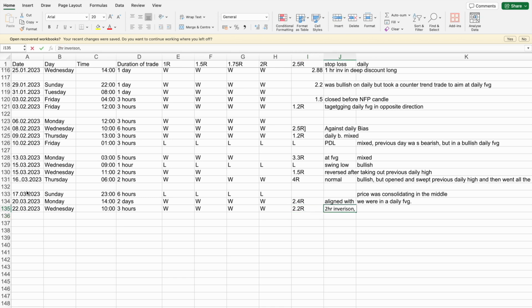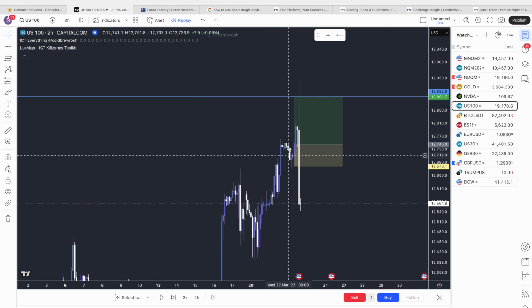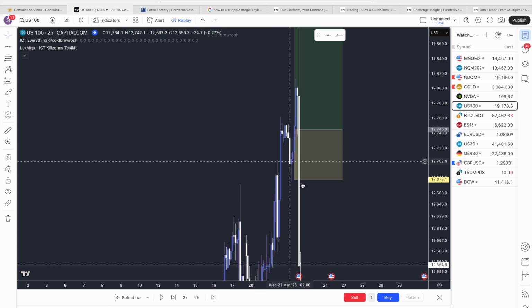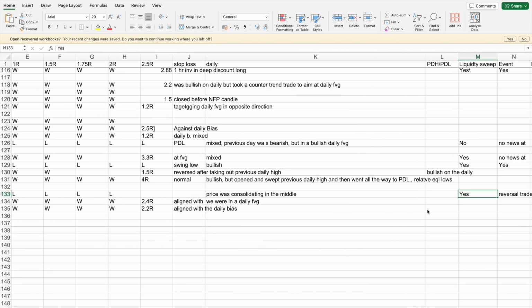2-hour inversion. Sorry. This is the same with this. I don't even need to look at the daily because I was just so confident that they were going to hit. I don't think there was a liquidity sweep here. I mean, you could say this low got swept. Yeah, this is a swing low and it gets swept. So, yes. It was a continuation trade.